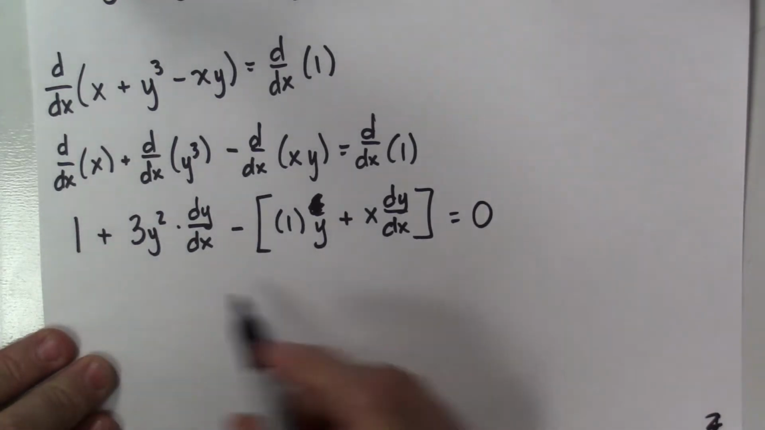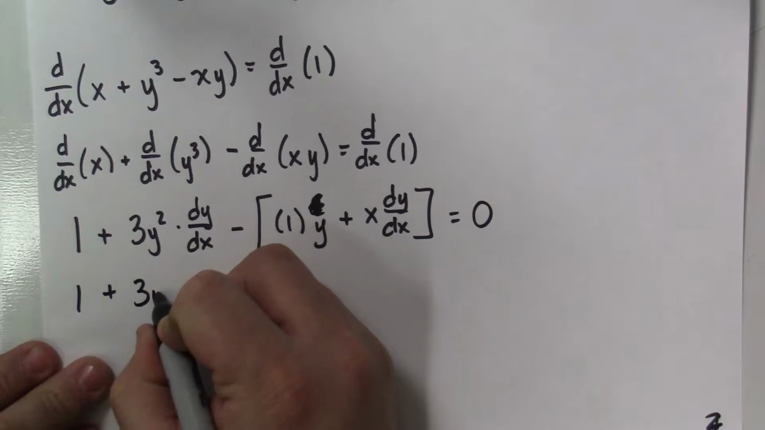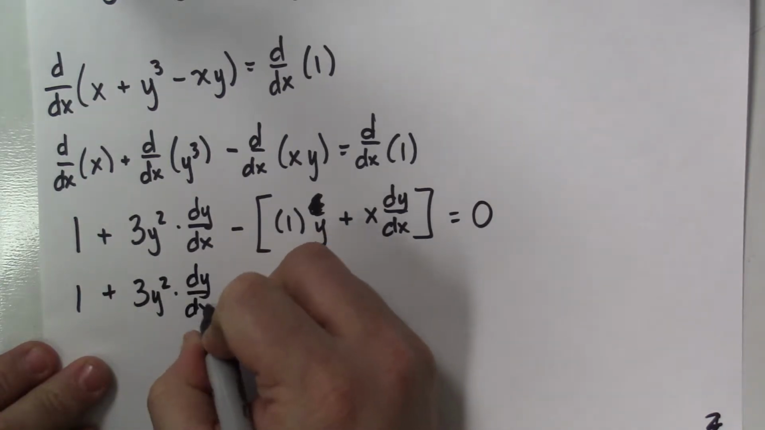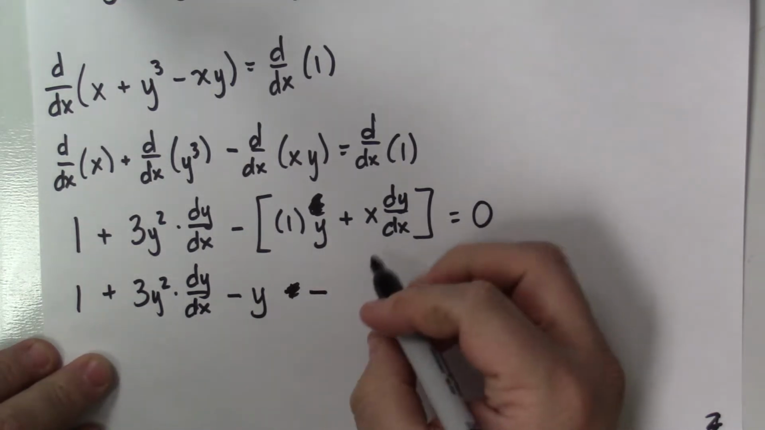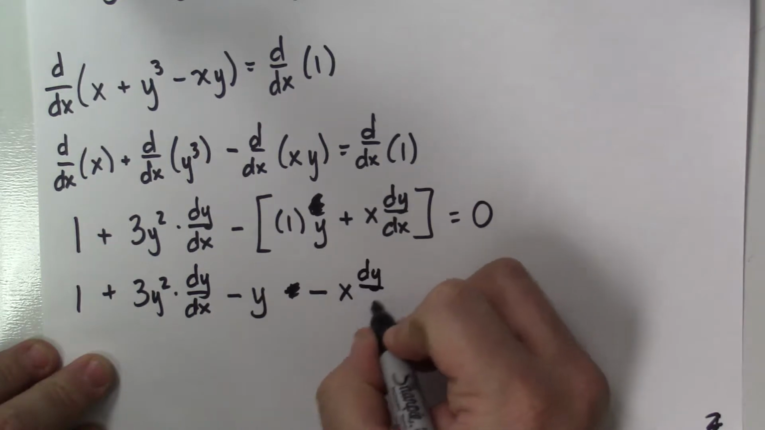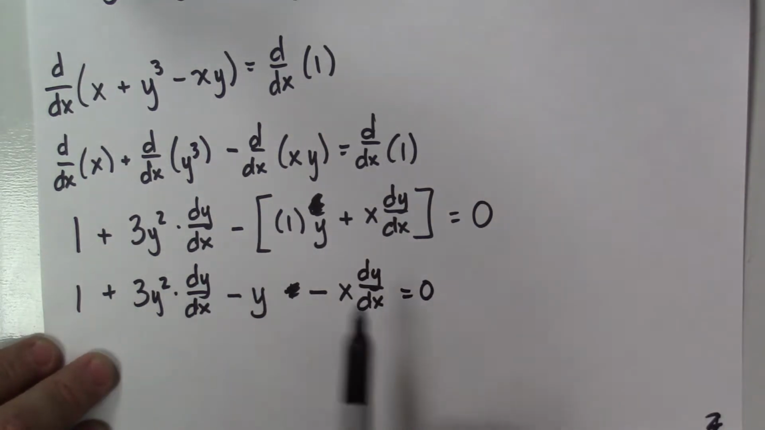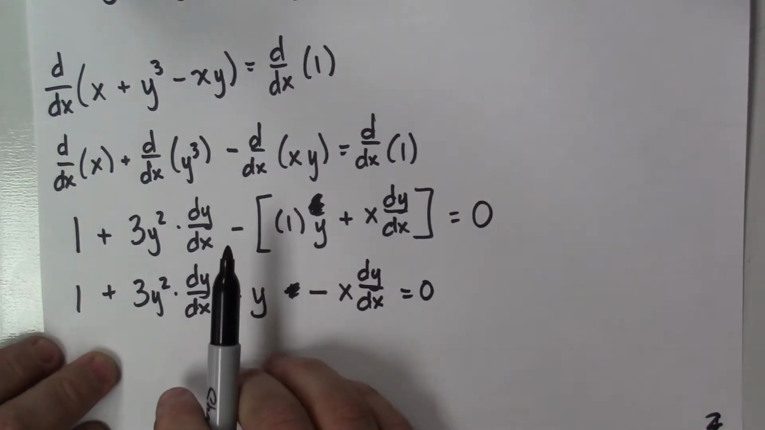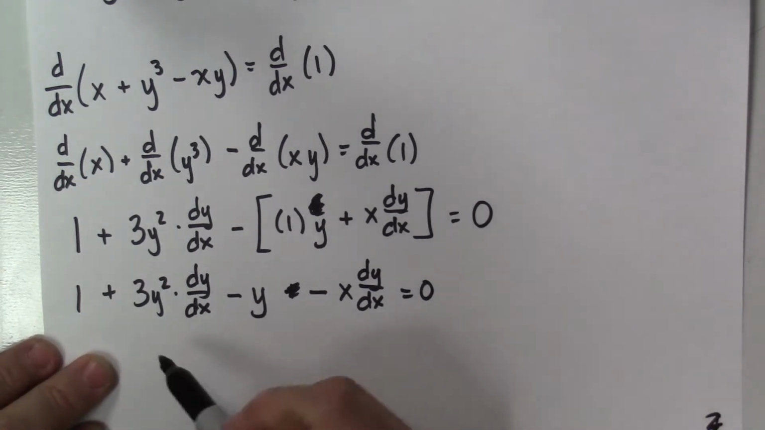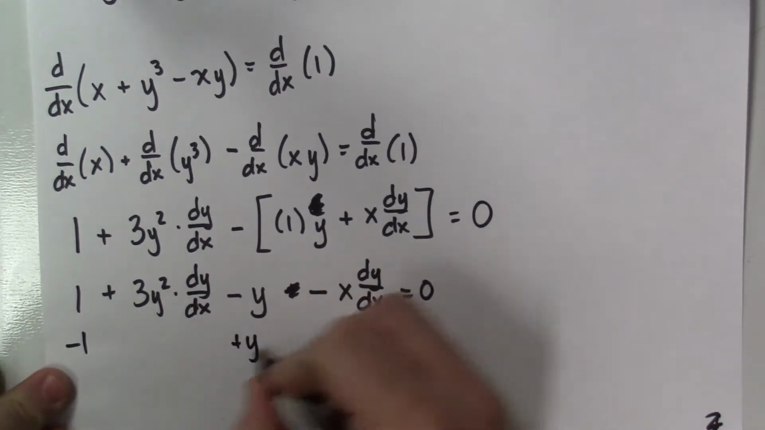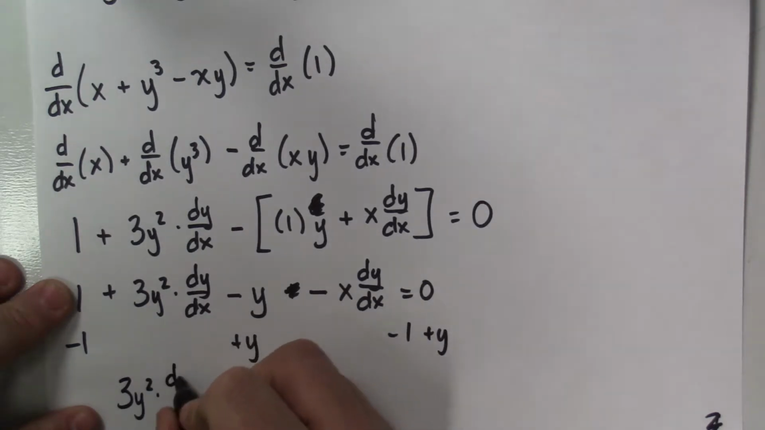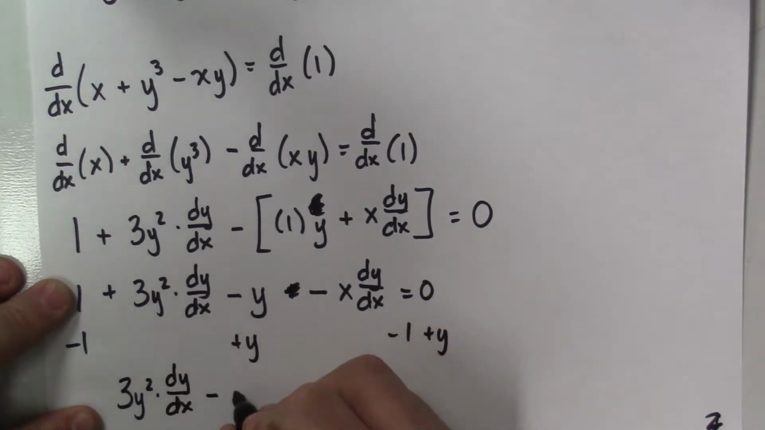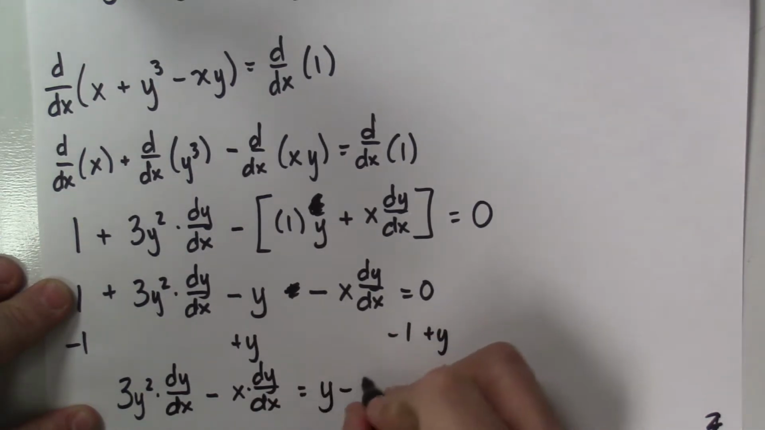So I'm going to simplify this out. I've got 1 plus 3y squared times dy/dx, minus y, or distribute that negative, minus x times dy/dx, and that equals 0. What I need to do is get everything that has a dy/dx on one side and everything that doesn't on the other. So I'm going to subtract 1 and add y to both sides. Now I can say 3y squared times dy/dx minus x dy/dx equals y minus 1.